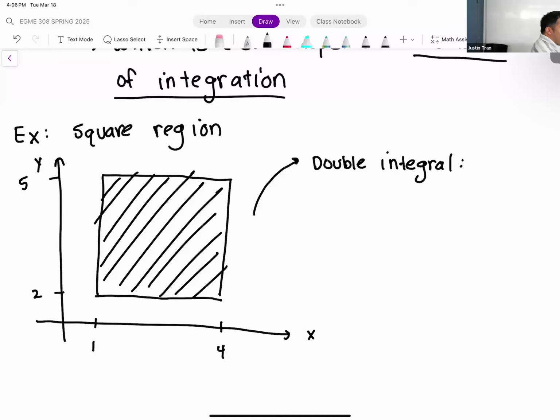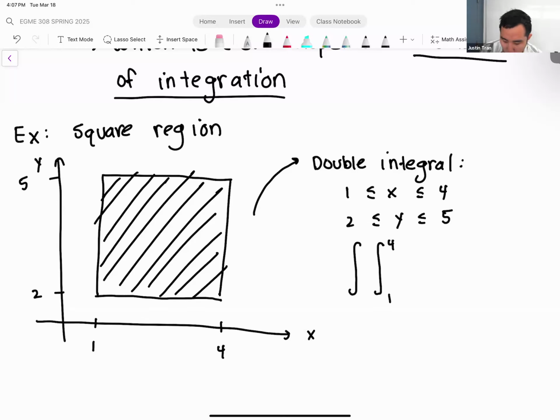Okay, so with the double integral, we have a nice square region here. It's bound between x equal to 1 and x equal to 4, and y equal to 2 and y equal to 5. So we have 1 ≤ x ≤ 4, and 2 ≤ y ≤ 5. Because our x and y bounds are pure constants, the double integral is very convenient to do here. It doesn't matter which order you do it, but let's integrate over x first, so we go from 1 to 4 for x and 2 to 5 for y.